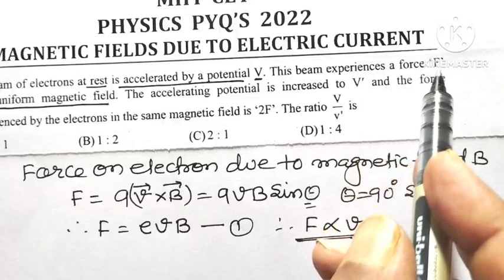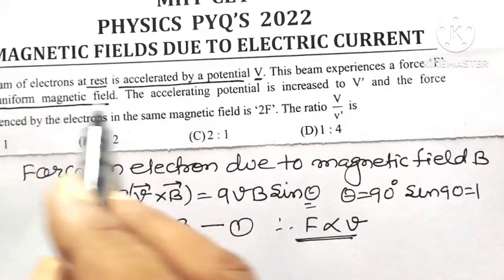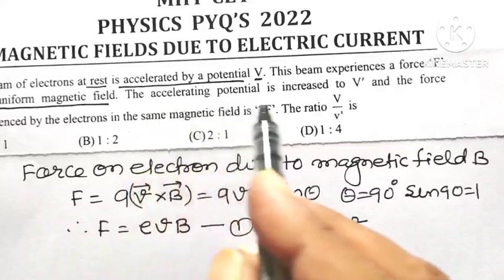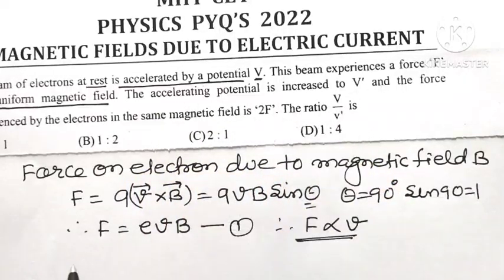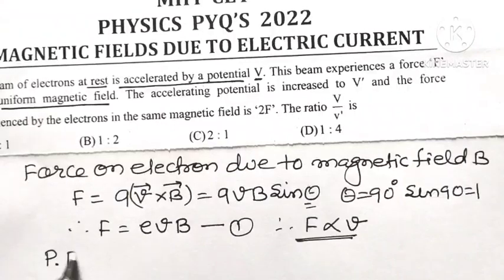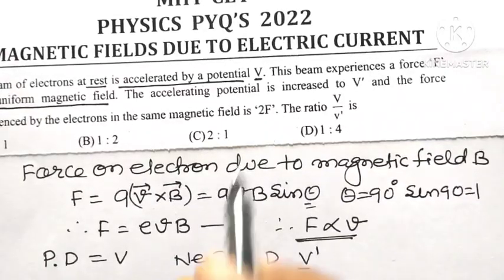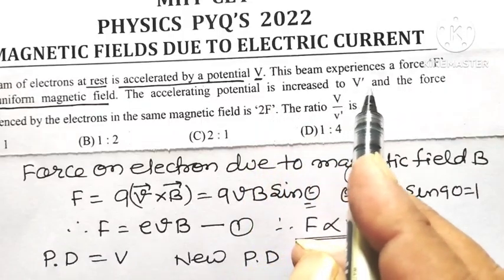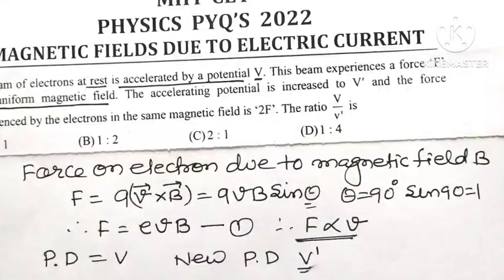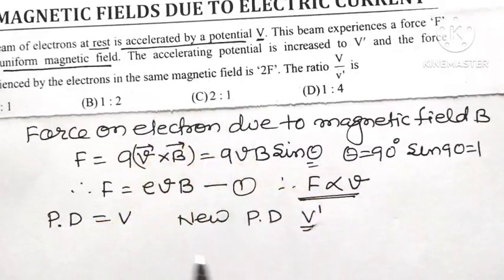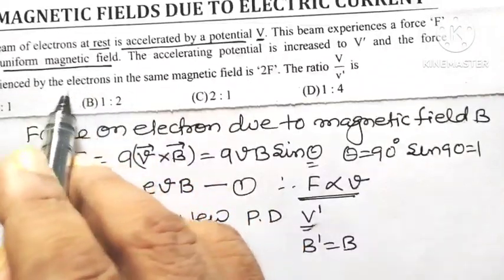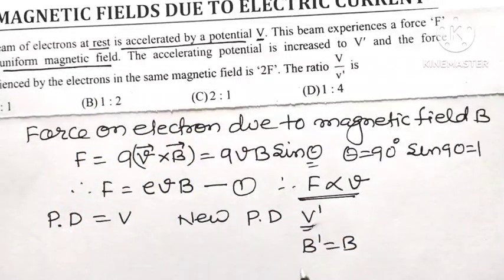Now this beam experiences a force F in a uniform magnetic field. The accelerating potential is increased to V dash. Initial potential difference is V, new potential difference is V dash. The accelerating potential is increased to V dash, and the force experienced by the electron in the same magnetic field B dash equal to B is F dash, equal to 2 times F.